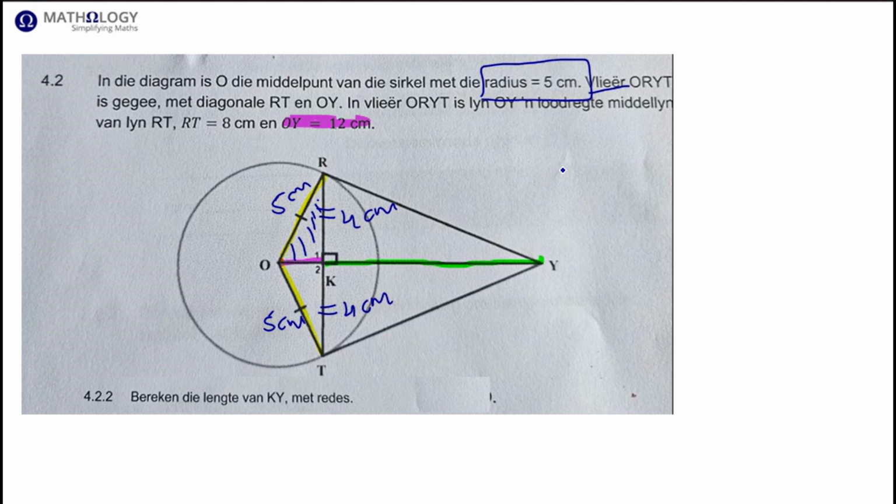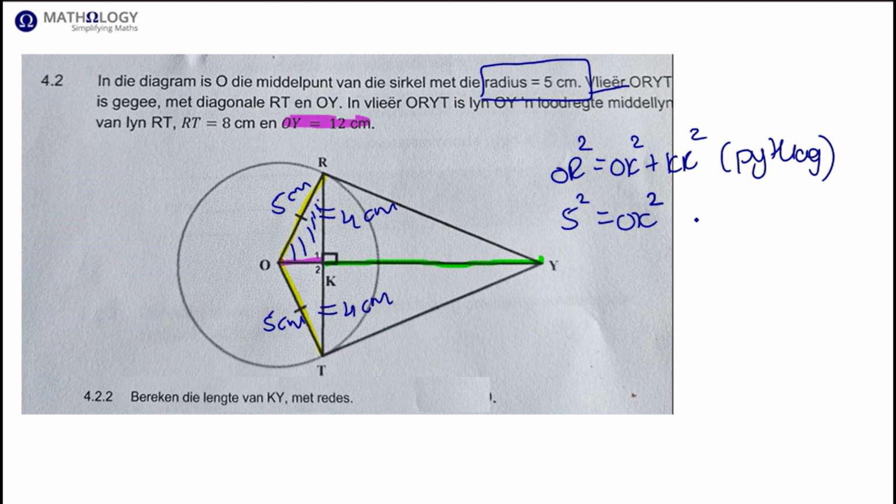So using Pythagoras' theorem, we have OR squared equals OK squared plus KR squared. OR is 5, that's the radius of the circle, so 5 squared equals OK squared, which is what we want, plus KR, which we know is 4, so 4 squared. Then OK squared equals 25 minus 16, which is 9. So therefore OK is the square root of 9, which is 3.